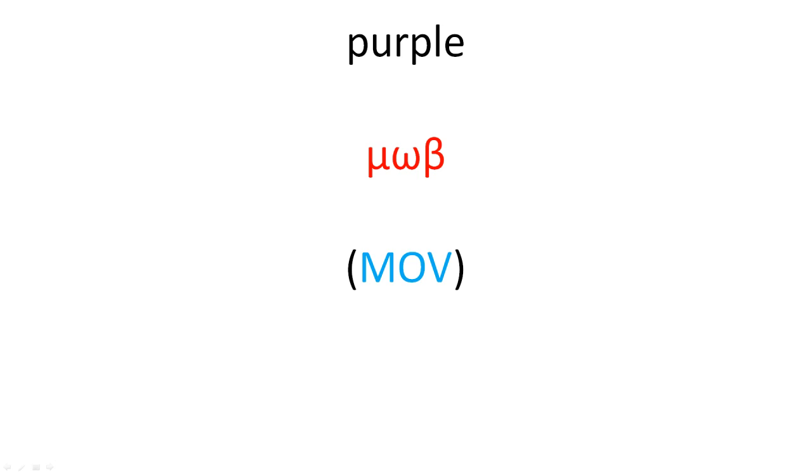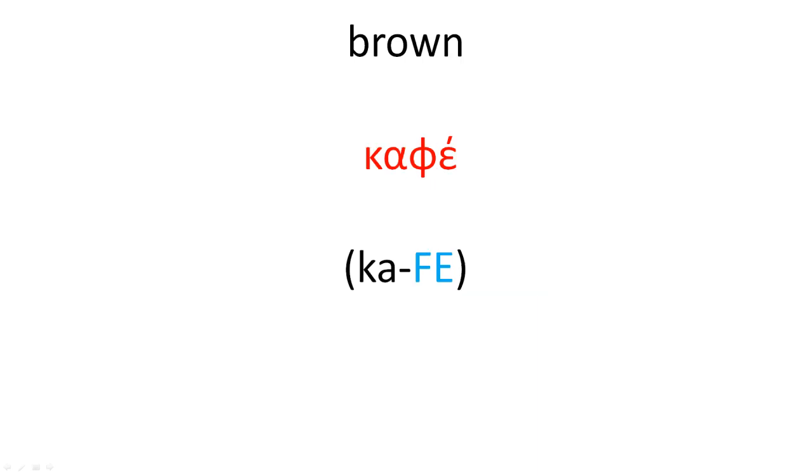Purple is translated as mauve. Mauve. Orange is translated as πορτοκαλί. Πορτοκαλί. Brown is translated as καφέ. Καφέ. Gray is translated as γκρι. Γκρι.